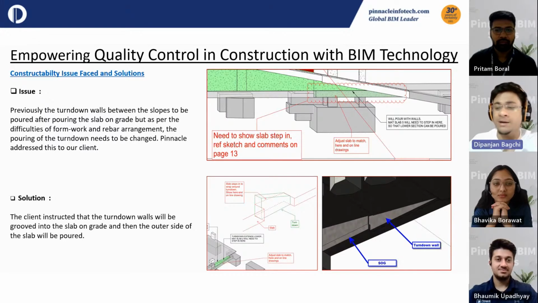It is not going to be a separate turn down wall, because the rebar arrangement will be the same. So what they decided in the field is to cast it together: slab on grade, turn down wall, and the thickened edge. The three things will be cast together like a monolithic structure.